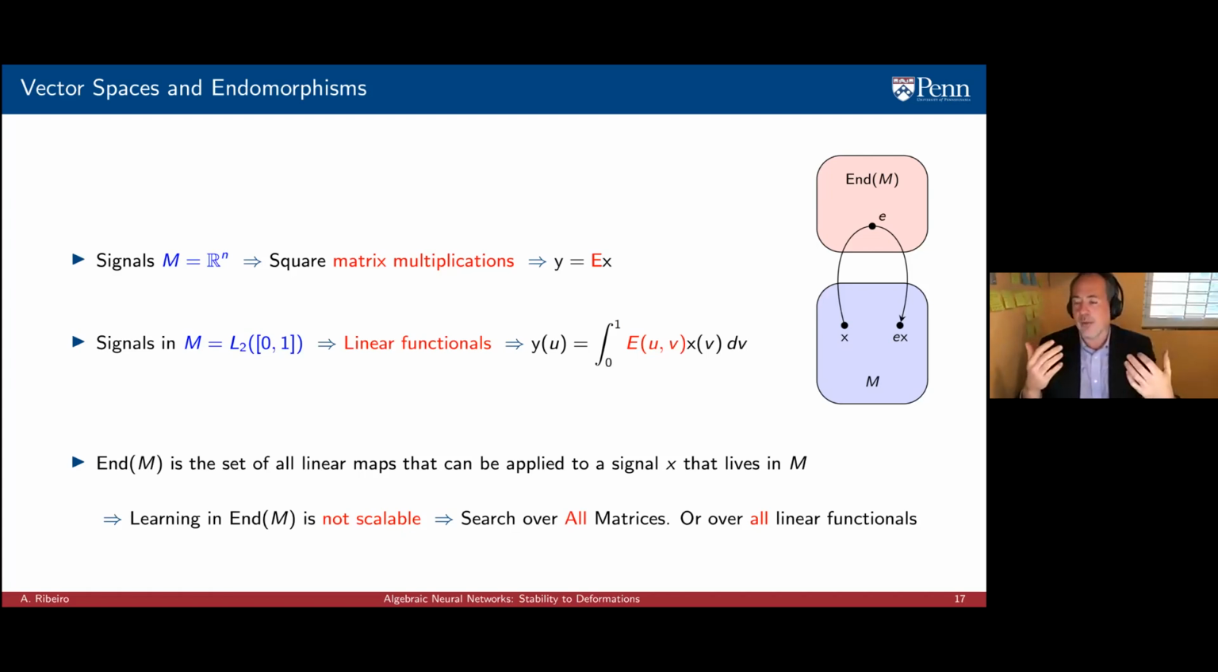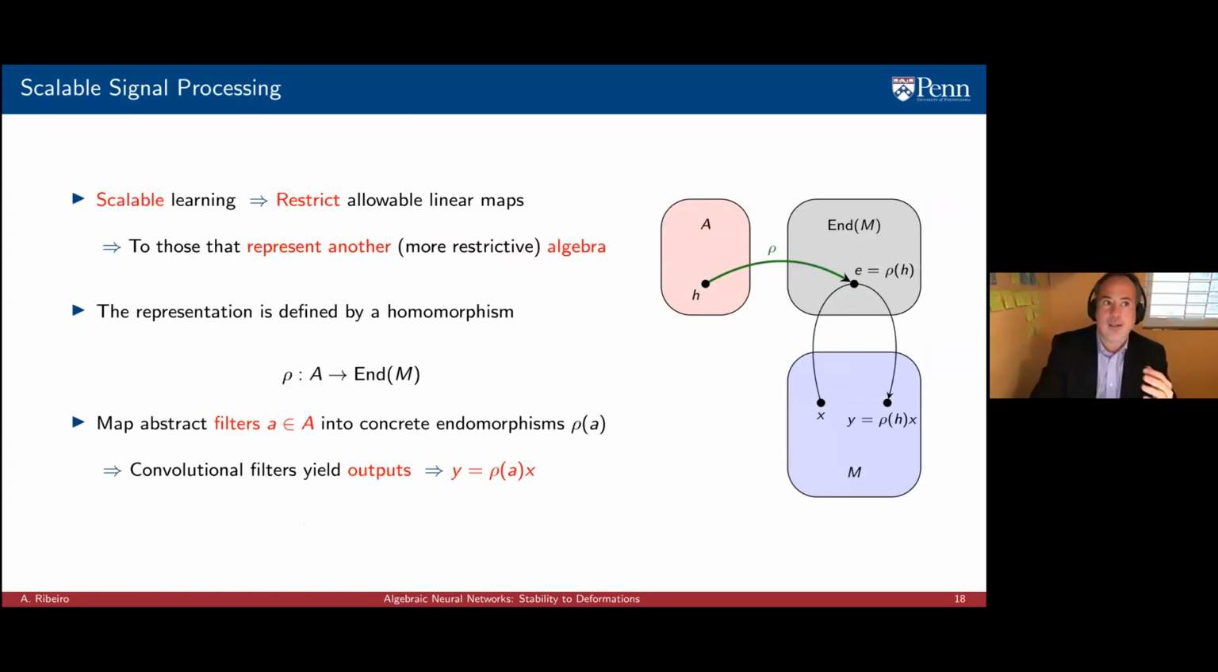That's what is not scalable in large numbers of dimensions. If the dimensionality of your vector space is large, then the space of endomorphisms is also potentially large. And that means that learning in that space of endomorphisms is not scalable. You need to search over all matrices, or you need to search over all linear functions. In order to attain a scalable linear signal processing, here is an idea.